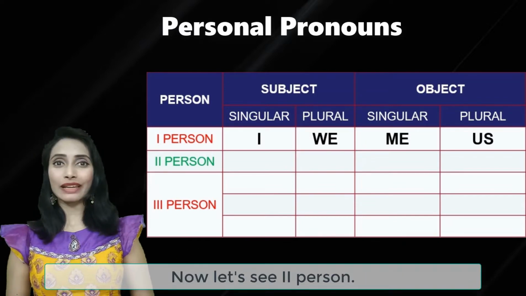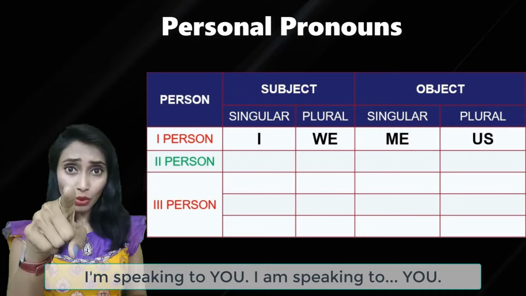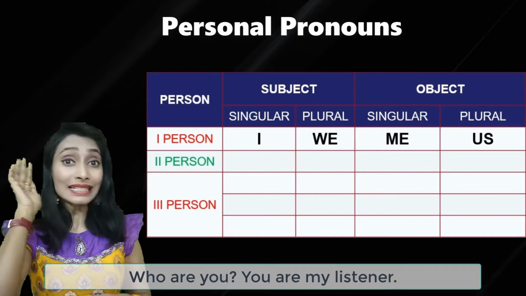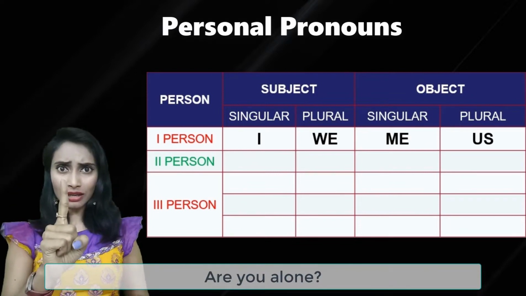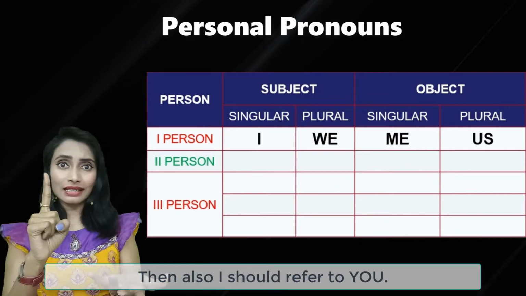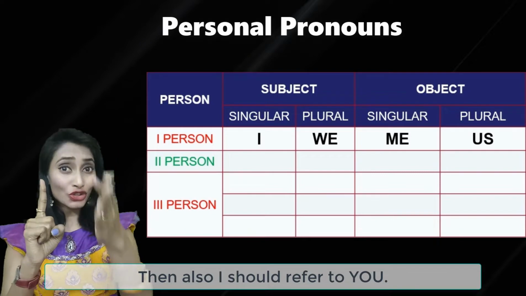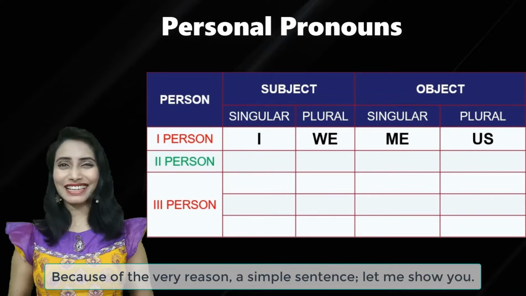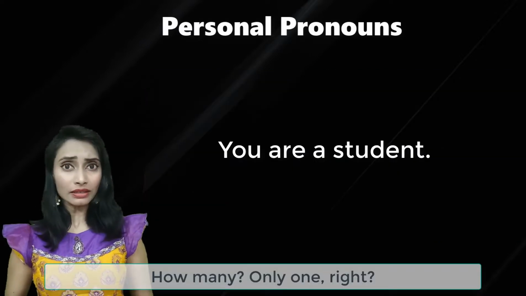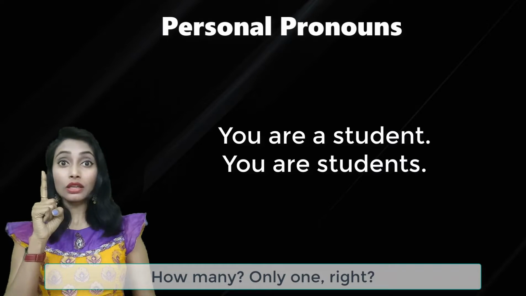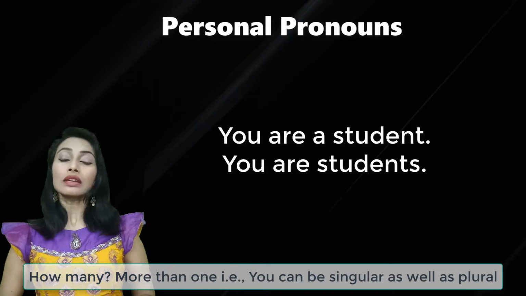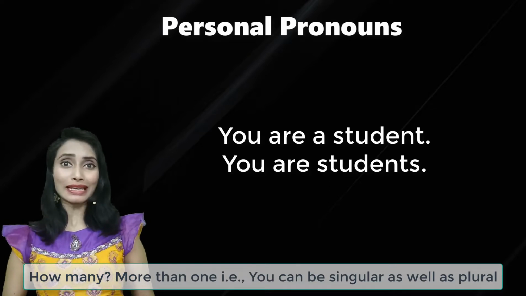Now let's see second person. I'm speaking to you. Who are you? You are my listener. Are you alone? Maybe 1. What if there are more listeners? Then also I should refer to you. Because of the very reason, a simple sentence, let me show you. You are a student. How many? Only one, right? You are students. How many? More than one. That means you can be singular as well as plural in subjective case.